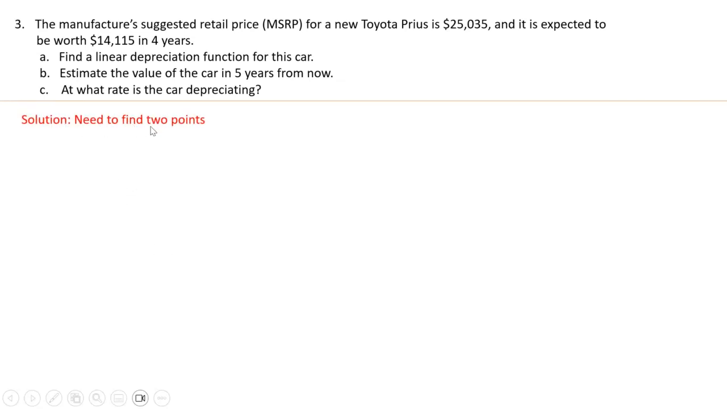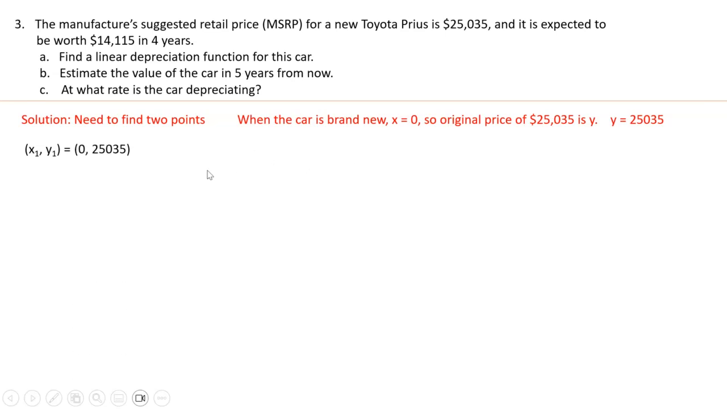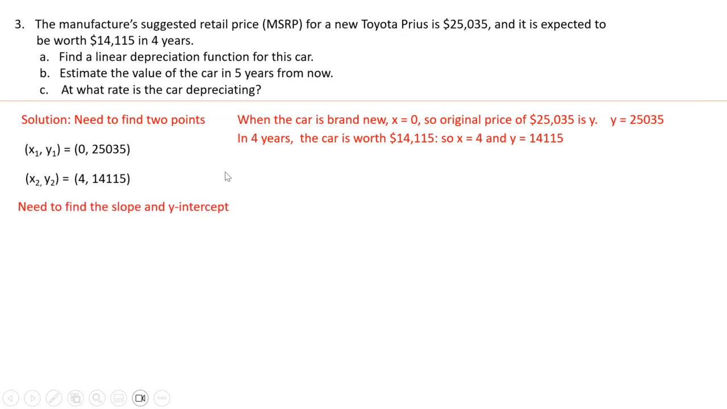So for part A, we need to find 2 points. When the car is brand new, that means x is 0. And the original price is $25,035. So this is my first point: 0, $25,035. Then my second point, it says here, and it is expected to be worth $14,115 in 4 years. So the second point will be for 4, $14,115. So we need to find the slope, the m, and the b.